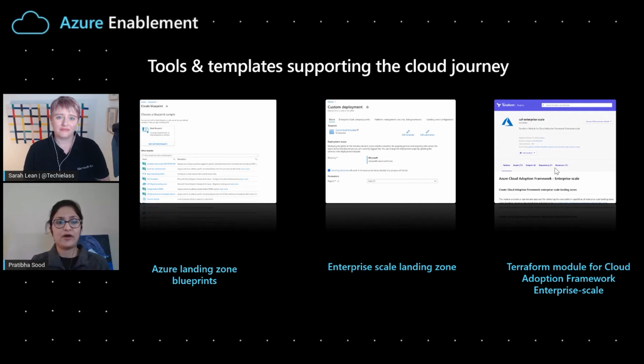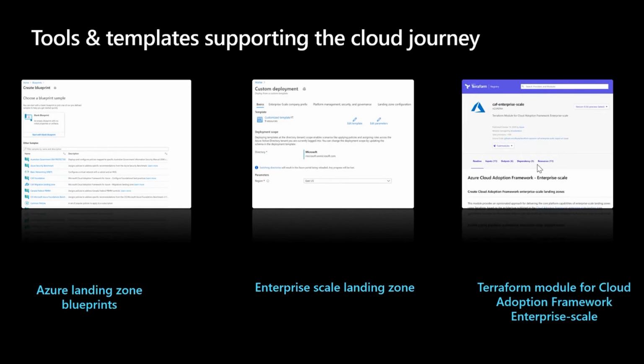build the cloud environments. We have Azure landing zone blueprints, which can give you a basic foundational MVP of that landing zone, and then you can evolve that later on as your cloud adoption evolves. We have the enterprise scale landing zone, which is, if you need a very rich initial implementation with proper governance and security. And then lastly, we just very recently released the Terraform module for cloud adoption framework enterprise scale. So all of these tools and templates are really with the goal of making that guidance actionable.